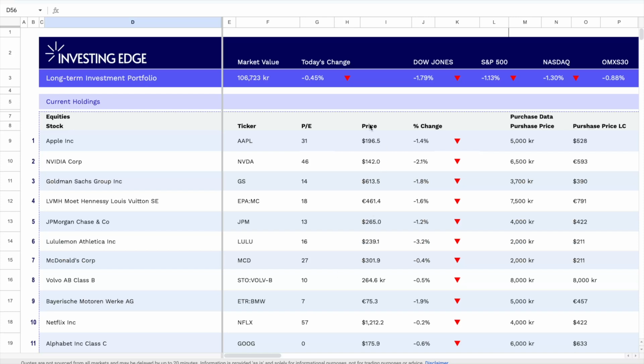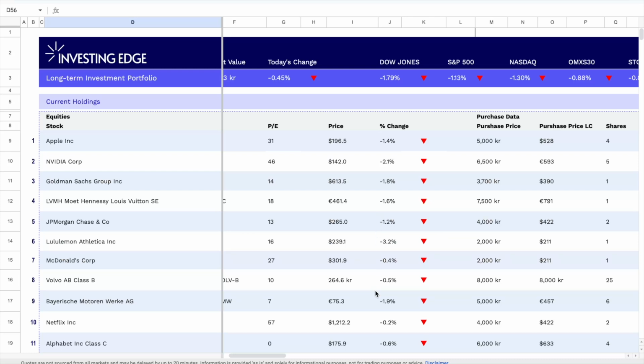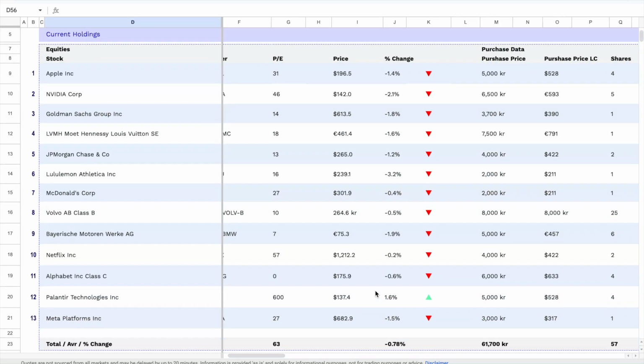I also have the current price of each stock, right, and I can see the daily change of the stock and see, okay, has it gone up or down? In this particular portfolio or fictional portfolio, we can see that there's only one stock that went up yesterday, and that was, of course, Palantir, and the rest went all down.